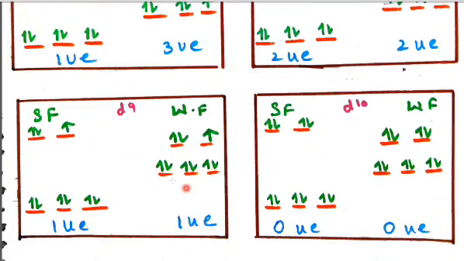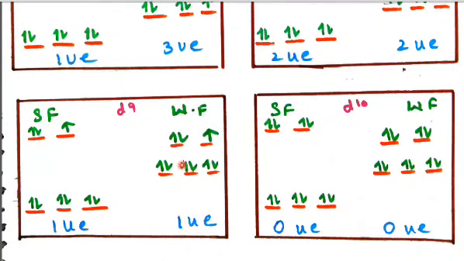Next d9. In d9 strong field, the energy gap is large. So pairing takes place 1, 2, 3, 4, 5, 6. Then 7, 8, 9. So what? It is left with only 1 unpaired electron. This is the way we are supposed to write. So don't write 2, 2 like that. You fill 1, 1.